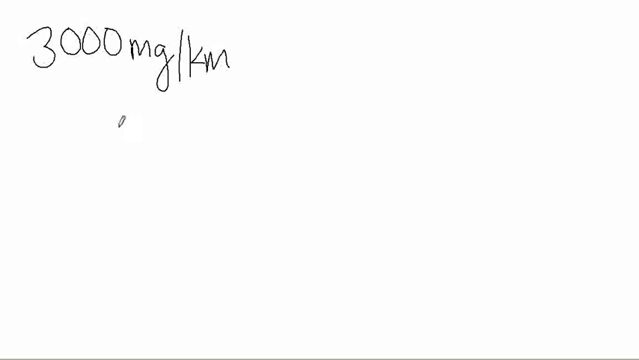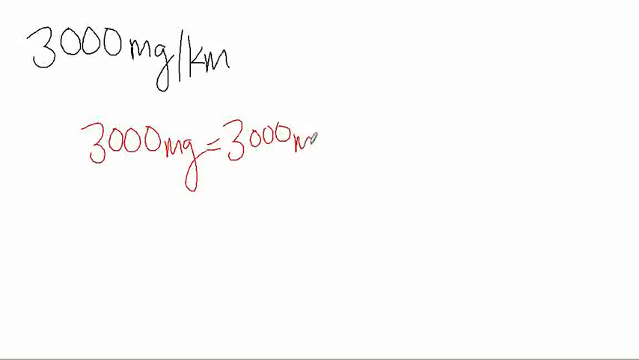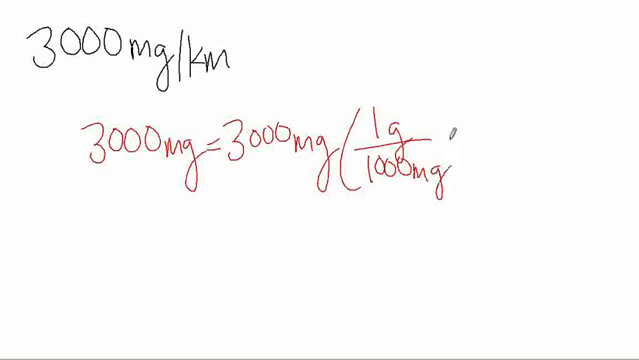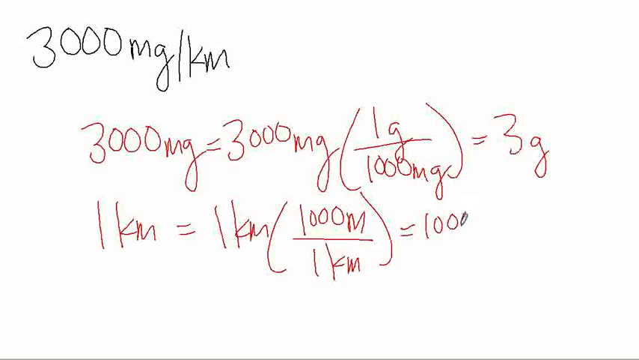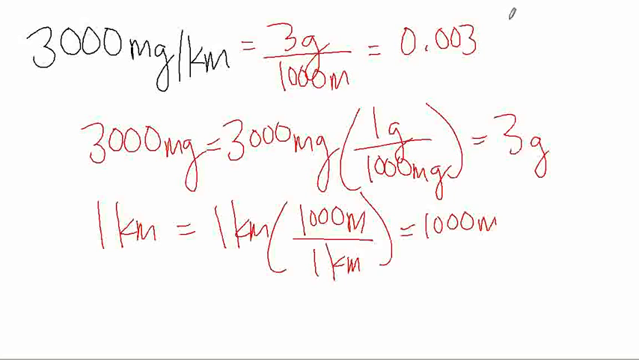Okay, so I'll go ahead and work it out now as well. So 3,000 milligrams is equivalent to 3 grams. 1 kilometer is equivalent to 1,000 meters. Okay, so the original rate is 3 grams to 1,000 meters, or 0.003 grams per meter. All right?